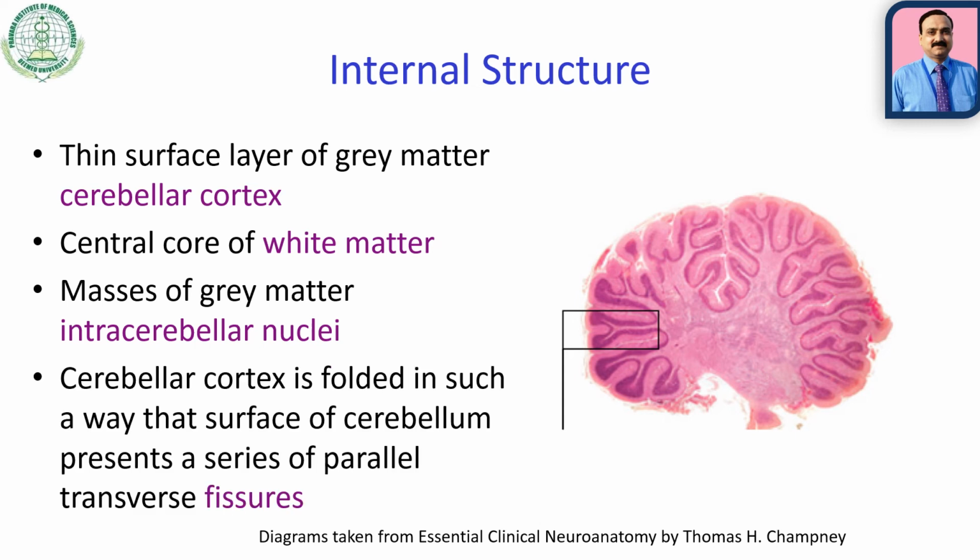The cerebellar cortex is folded in such a way that the surface of the cerebellum presents a series of parallel transverse fissures. So you can see this is a depression. It is called a fissure, and this is an elevation on the surface, which is called folia. So depressions or linear depressions are called fissures, and these linear elevations on the surface are called folia.